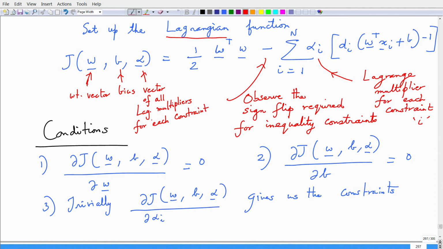I can write it in this form: J of W, b, alpha equals 1/2 W transpose W minus the summation over all these constraints, scaled by their appropriate Lagrange multipliers. So, it is the summation i equals 1 to capital N of alpha i times [di times (W transpose xi plus b) minus 1].